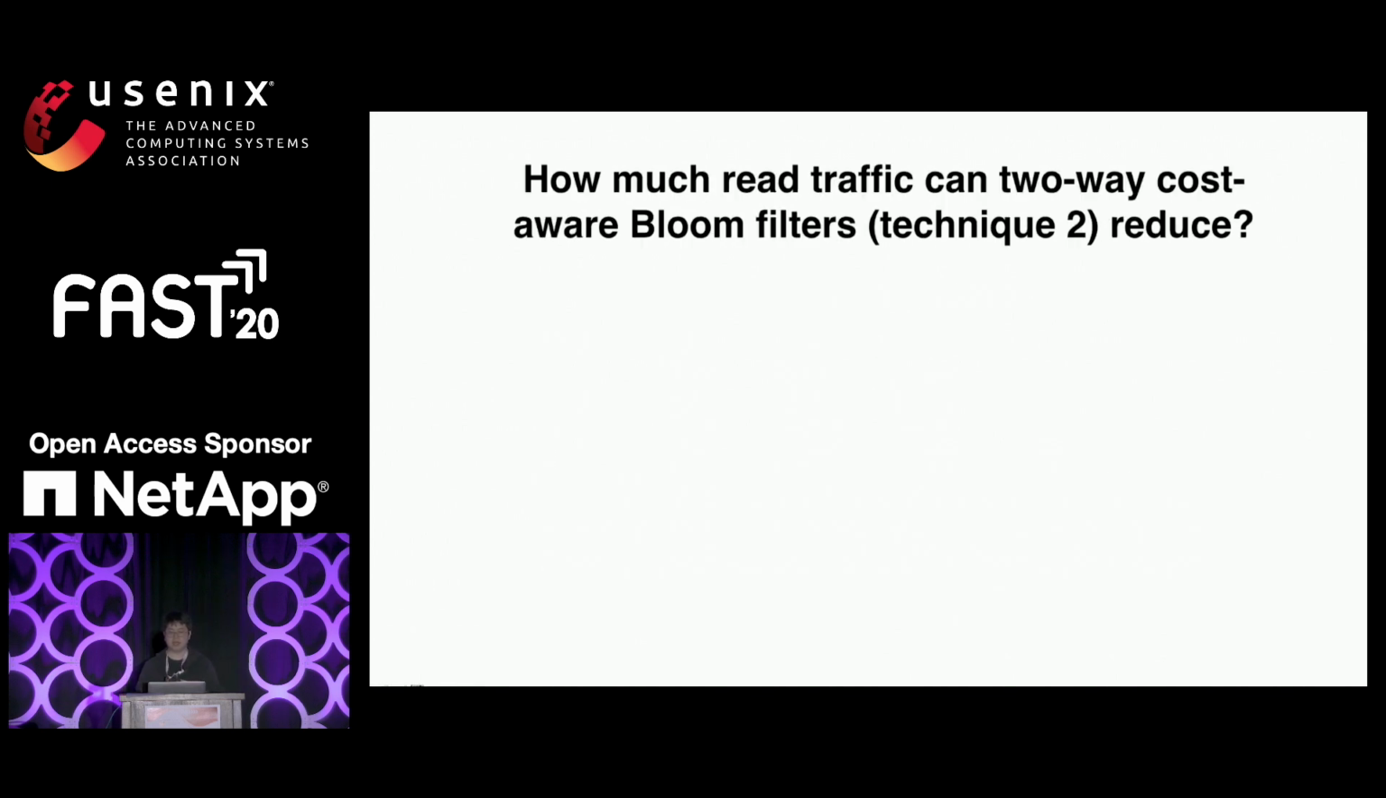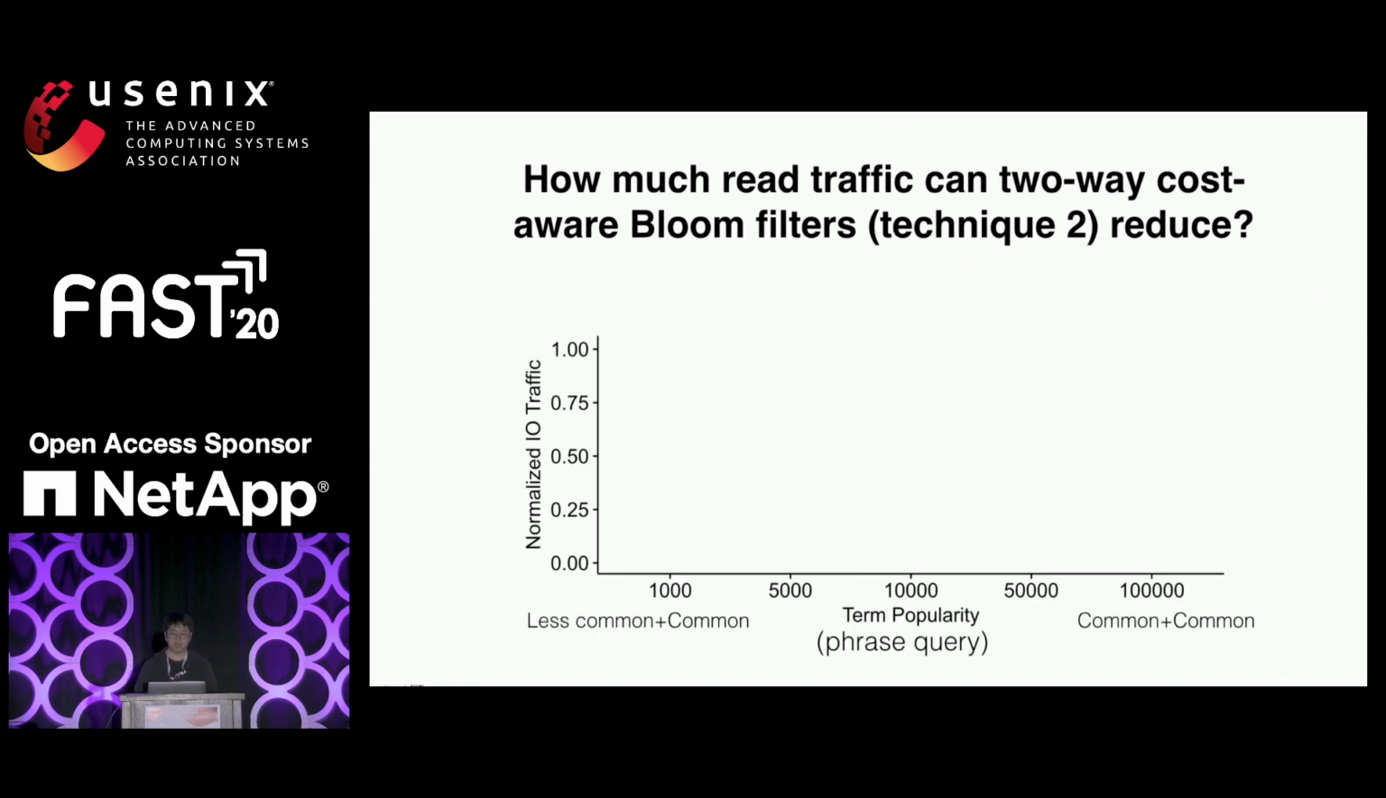Now let's look at how much read traffic the two-way cross-way Bloom filter can reduce. We evaluate by fixing the term popularity of one term in the phrase and varying the popularity of another term in the phrase. The x-axis shows the term popularity of the varied term. On the left is a less common plus a common term, and on the right is more of a common plus common terms to form the phrase. And the y-axis is the normalized I/O traffic.